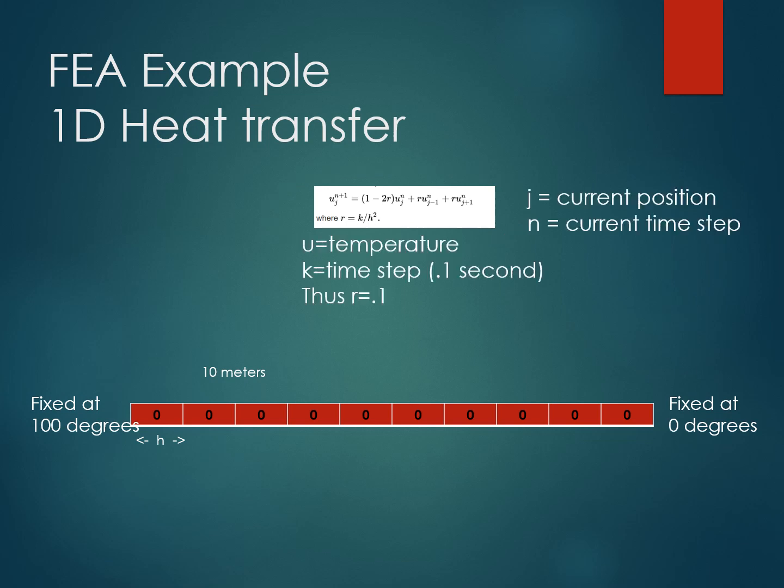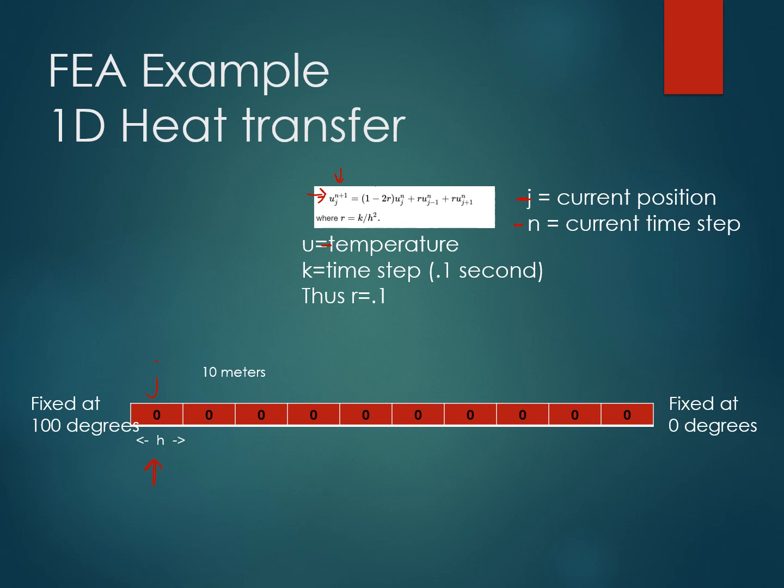Let's go through these terms one by one. So you see here, we're trying to solve for U sub j at n+1. Our U is our temperature. The j is at our current position, so this would be right here if we're going to solve for this element. And our n is our current time step. So obviously we're trying to solve for n+1, which is the next time step over.